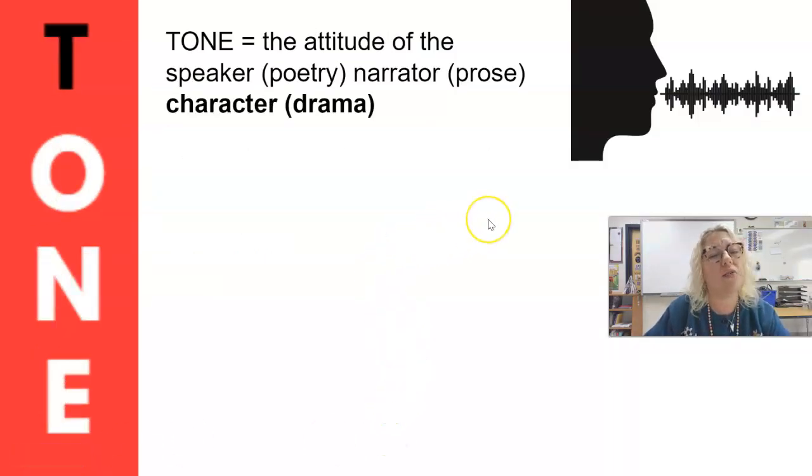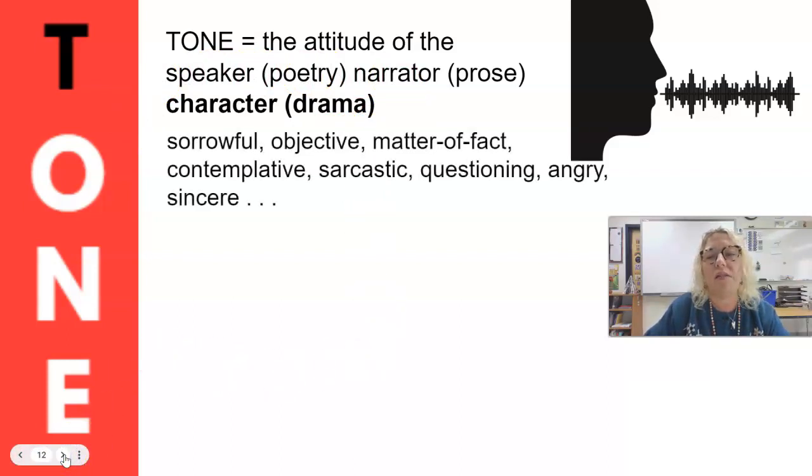Tone is the attitude of the speaker or the narrator or the character. We are talking about drama, so we're looking specifically at the attitude of the character as we look at Medea. Is the character sorrowful, objective, matter-of-fact, contemplative, sarcastic, questioning, angry? The list goes on and on and on.